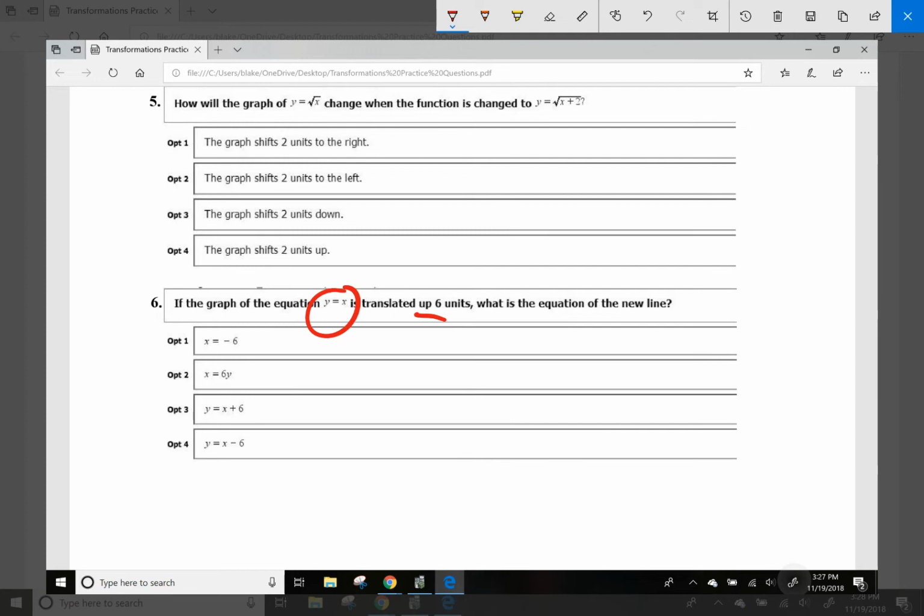You're basically looking for, when it says up 6, which one has a plus 6 outside of it. Not inside of it, but outside of it. And when I say outside, I mean not in parentheses. If it's in parentheses, or inside absolute value bars, or inside a square root, then it's inside. But if it's not in anything, then it's outside.